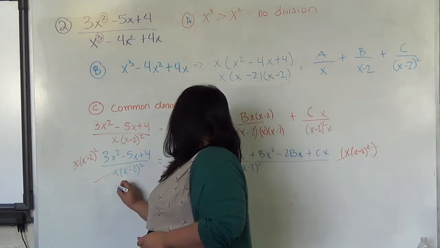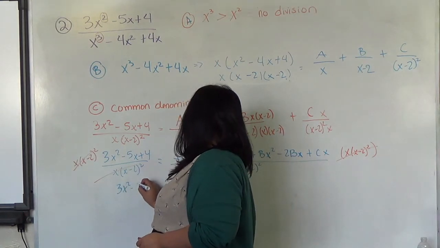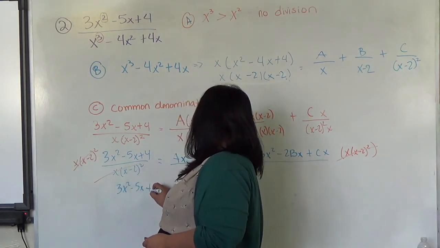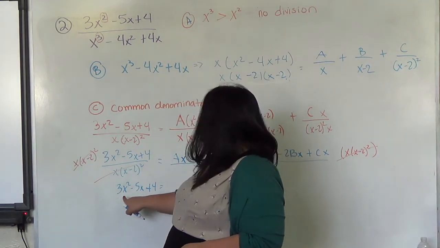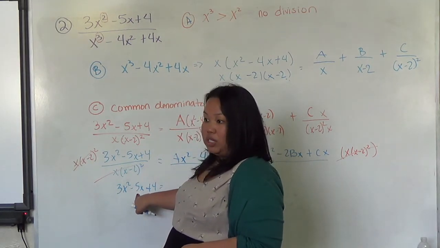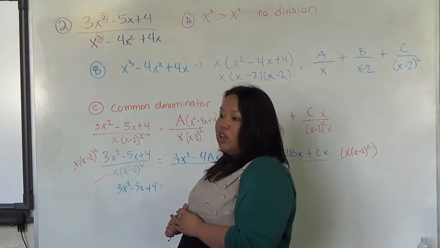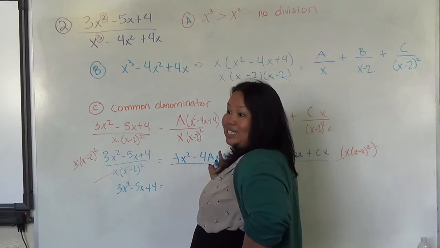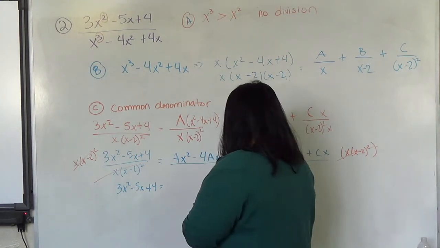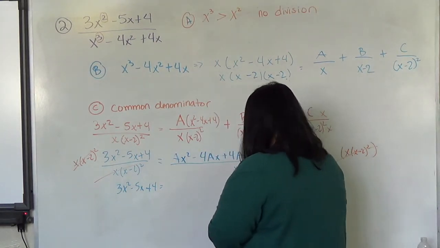So 3x squared minus 5x plus 4. All of the x squareds added together equals 3. All of the x's added together equals negative 5. From here, we're just adding and subtracting. But first, we have to organize these and lump them together. So let's work on that.